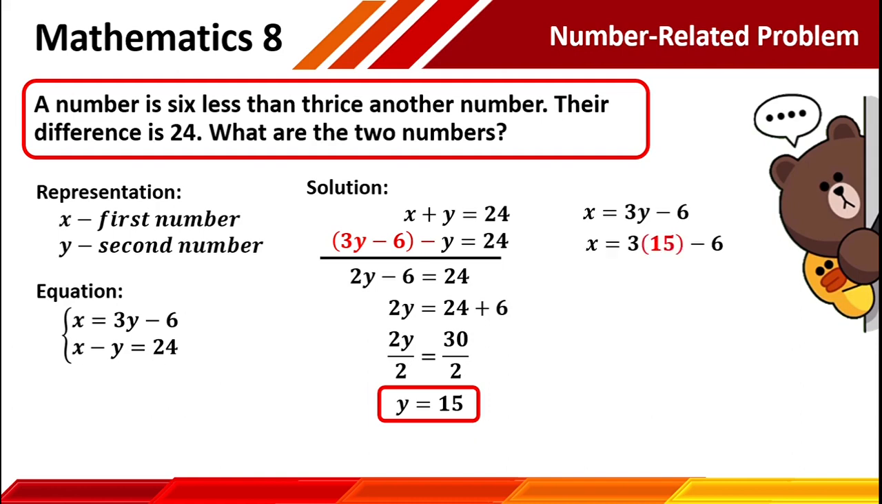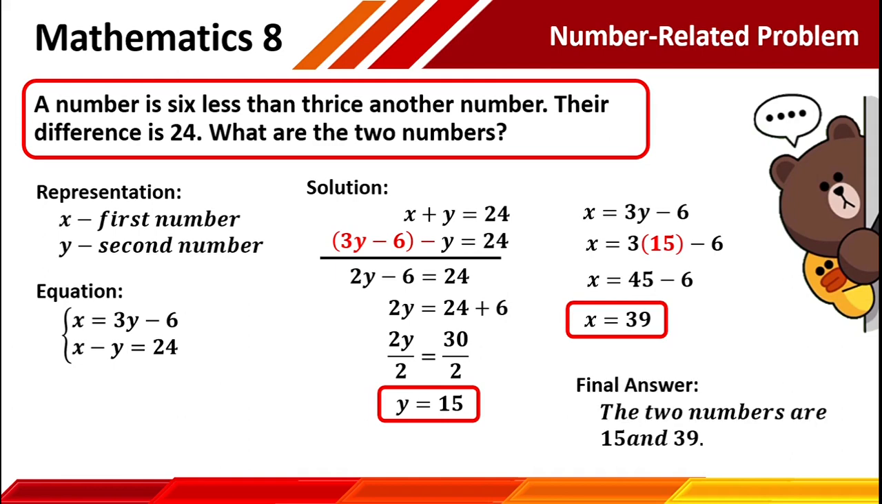So we will have 3 times 15 minus 6. So we will have 45 minus 6, or simply 39. Therefore, the two numbers that we are looking for are 15 and 39. So as you can see, 39 minus 15, that is 24. And then 15 times 3 is 45. 45 minus 6 is 39. Therefore, we satisfy both equations.